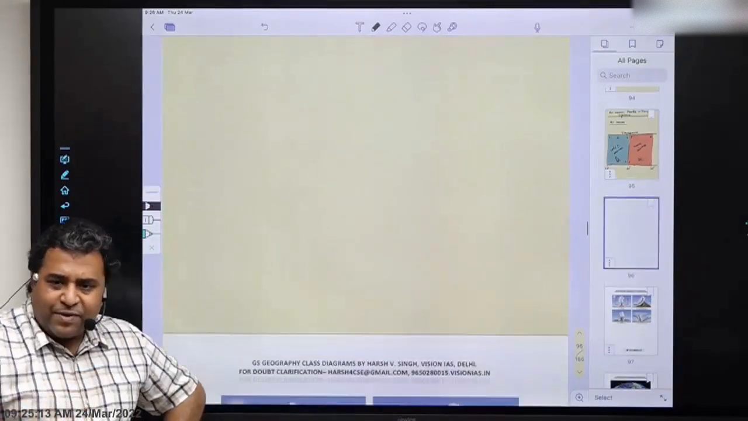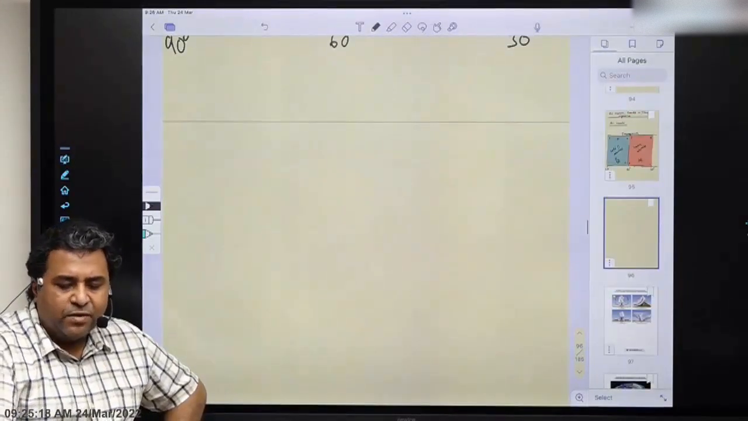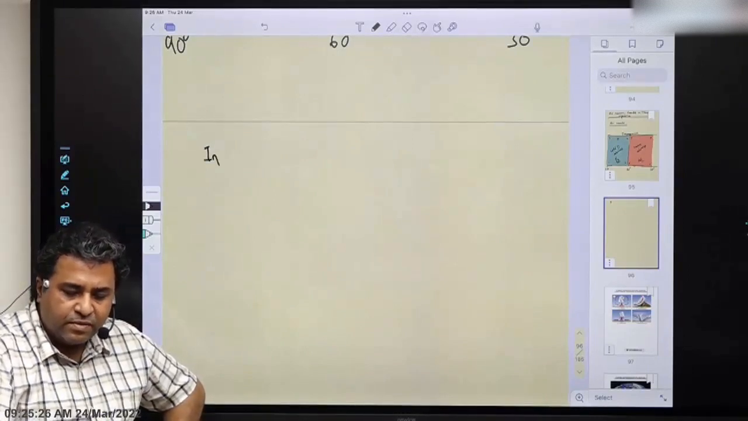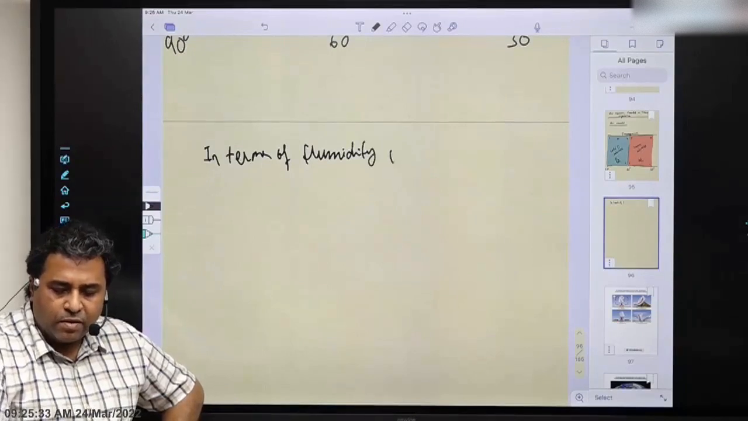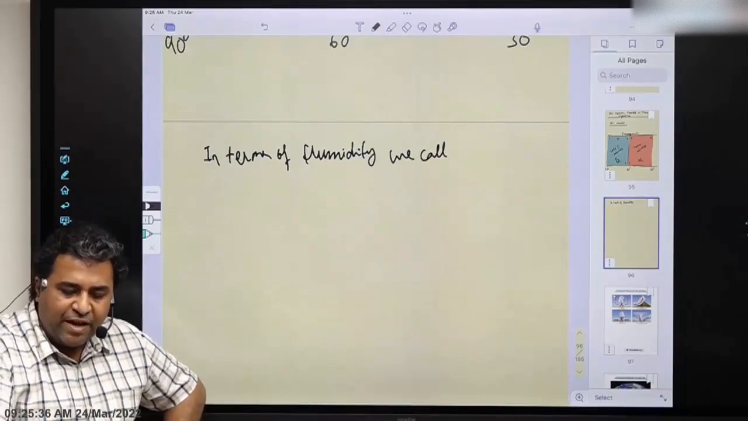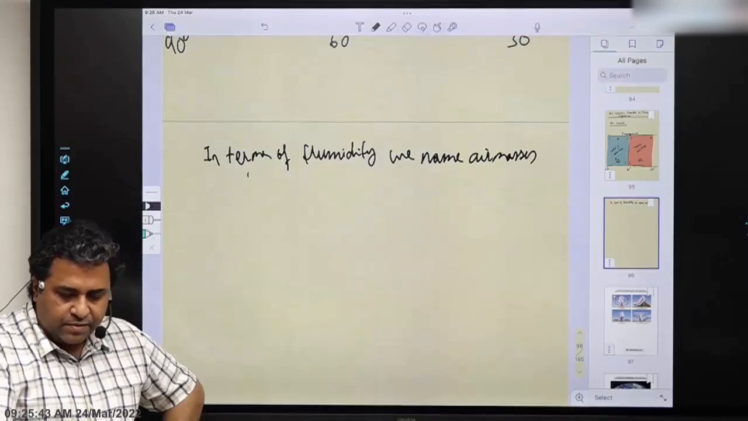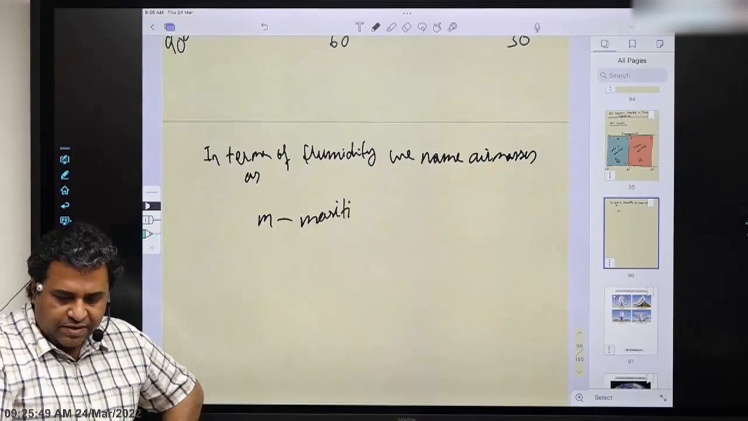I hope you have written that in terms of temperature. Did we? Okay. So you can write in terms of humidity. In terms of humidity, we name air masses, not call, we name air masses as M, maritime, and C, continental.